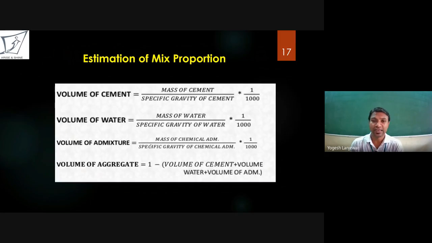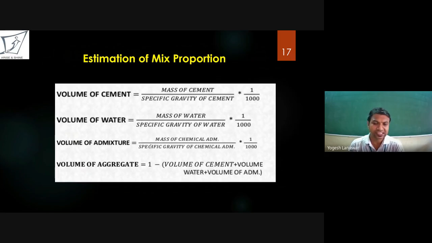After that, we have to go for an estimation of the mix proportion: volume of cement, volume of water, volume of admixture, and volume of aggregate. So volume of cement is equal to the mass of cement divided by the specific gravity of cement, multiplied by 1 by 1000. After that, we have to get the value of the volume of water. So the volume of water is equal to the mass of water divided by the specific gravity of water, multiplied by 1 by 1000.